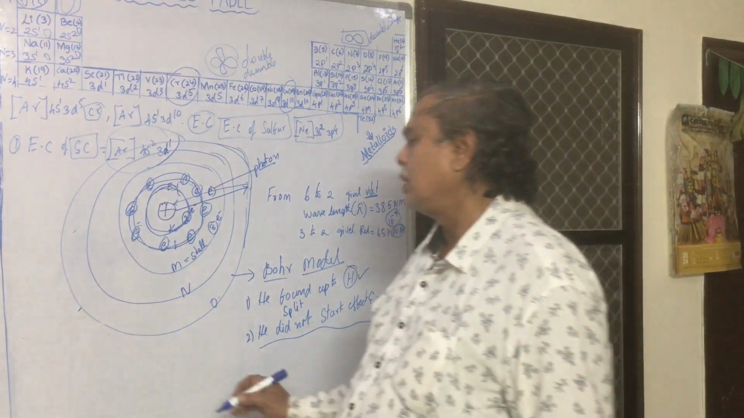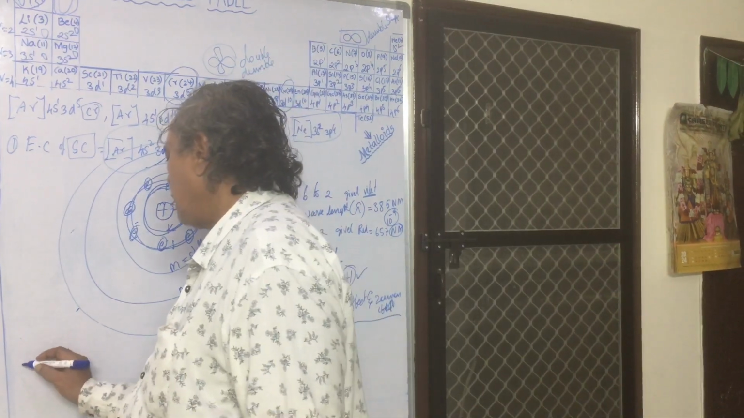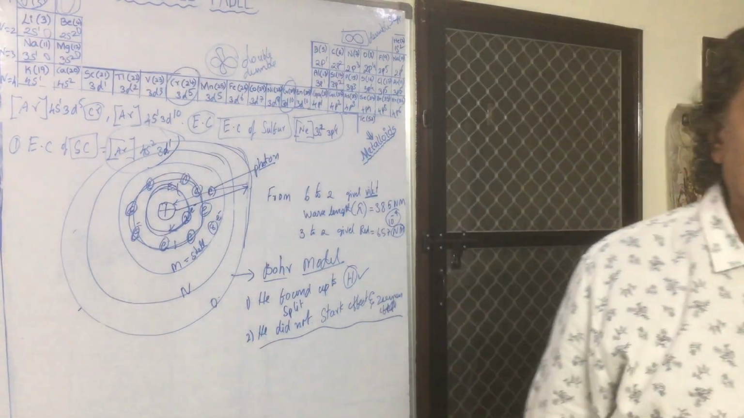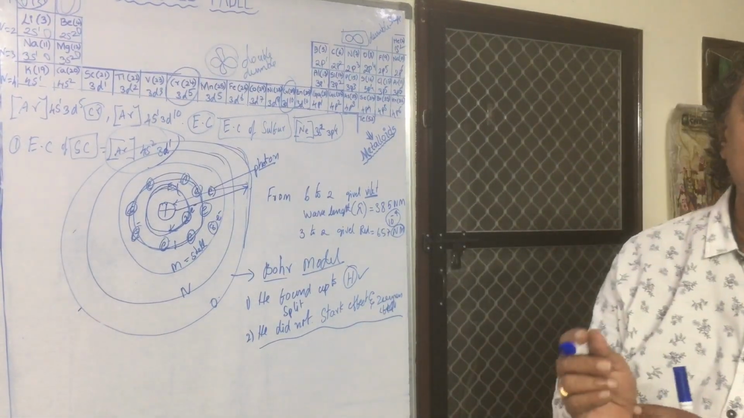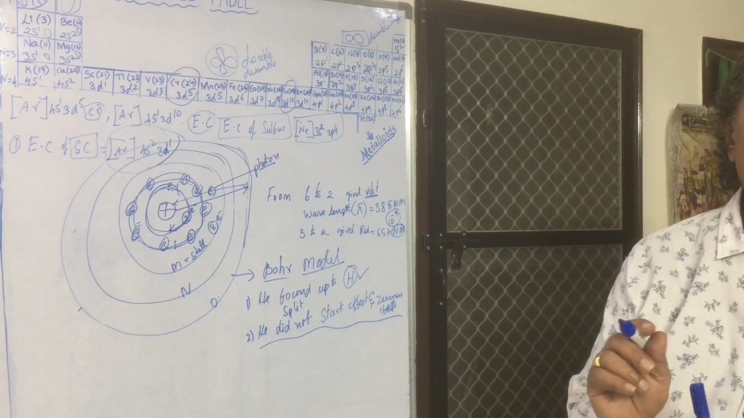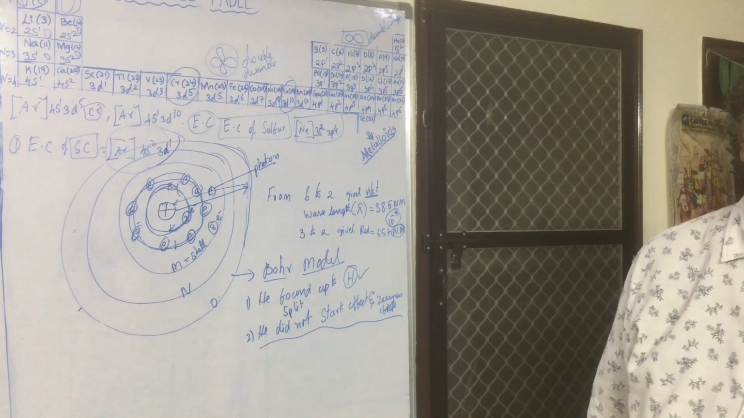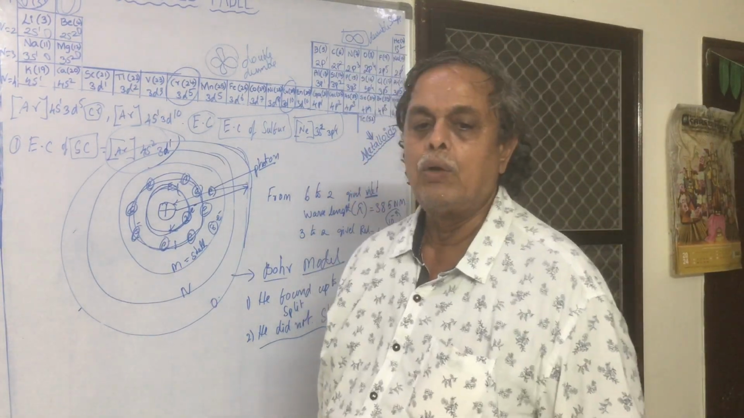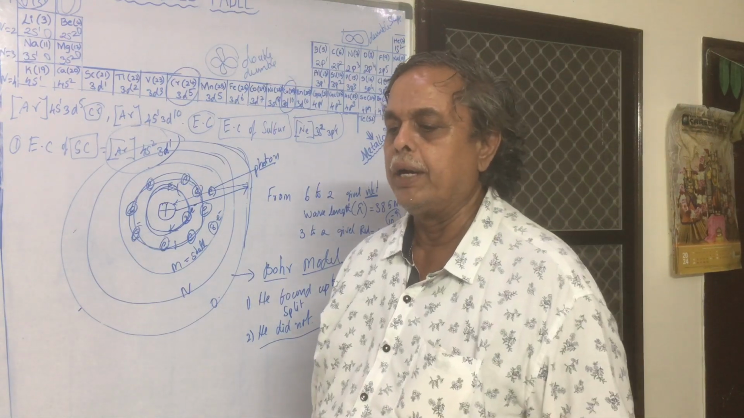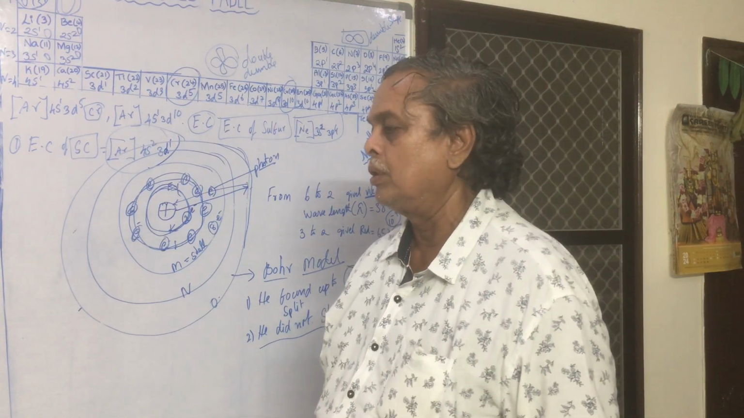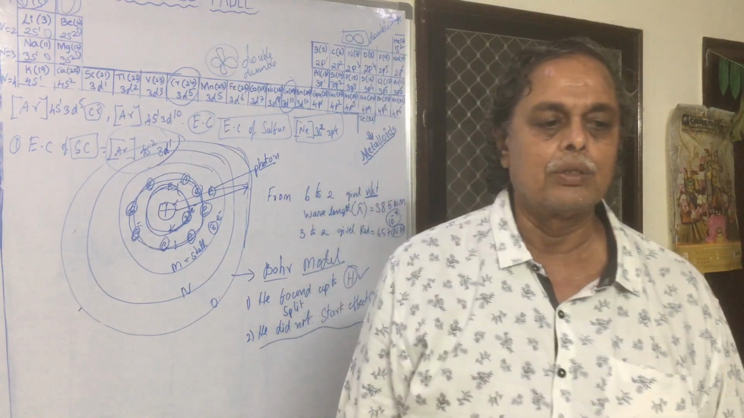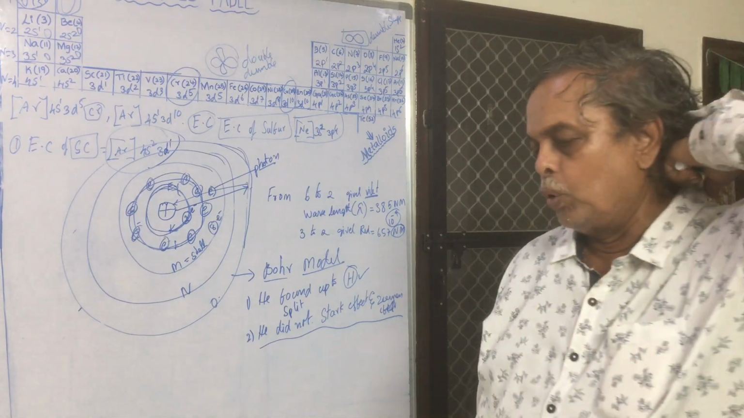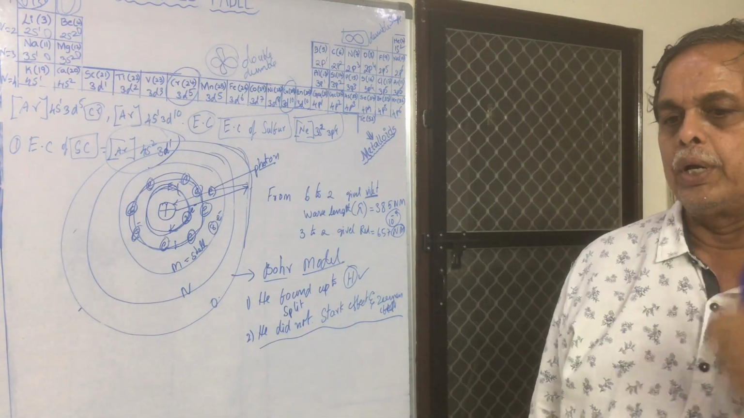What is the wavelength of the purple color? Tell me. 385 is violet. Next, the purple color is 435 nanometers. Write down: the wavelength of the purple color is 435 nanometers. Next, blue green.